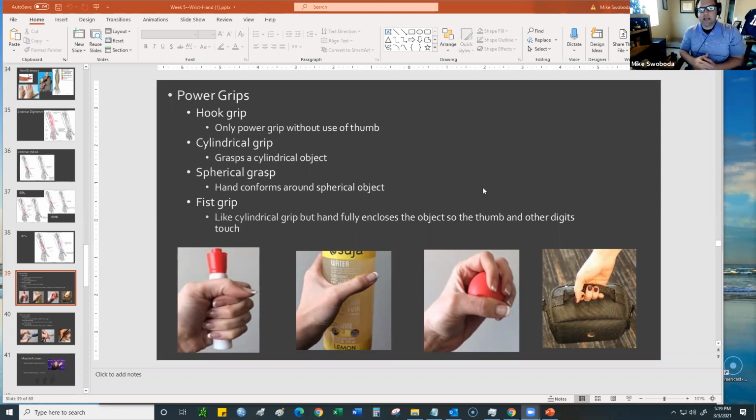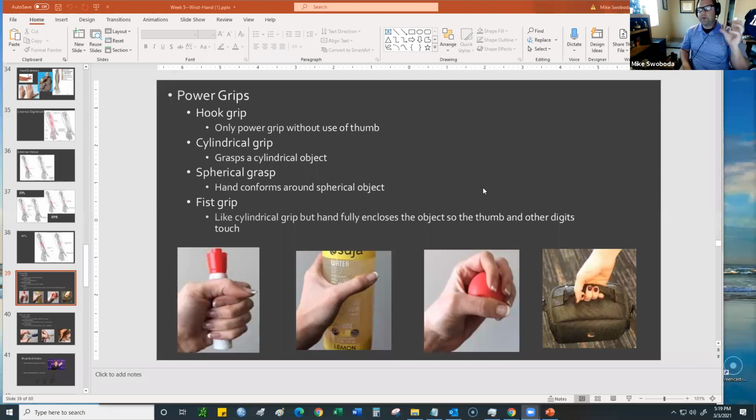All right, getting into our grips here. Two classes of grips: your power and precision. Power grips are all going to really be about doing gross motor skills. Precision grips are going to be much more fine motor skills. A couple of generalities. Your hook grip is the only one that doesn't use your thumb.